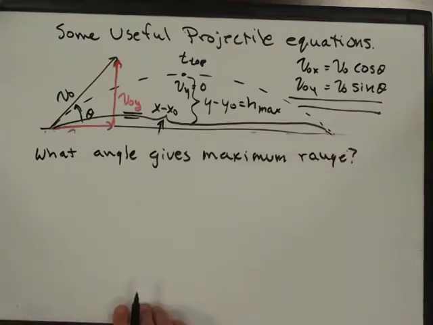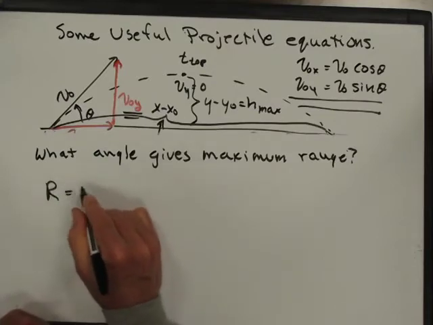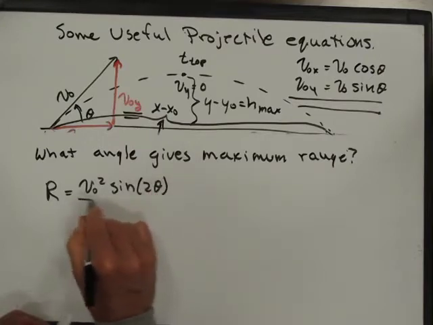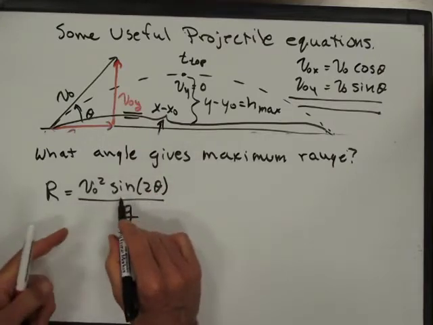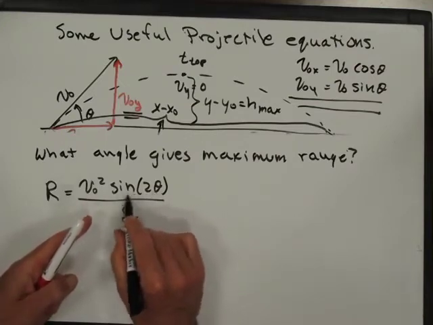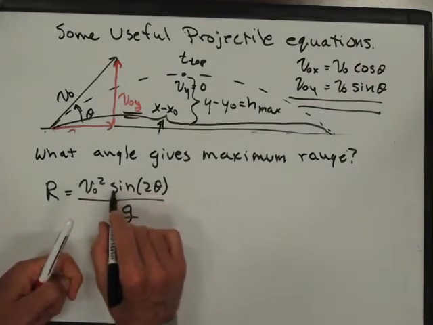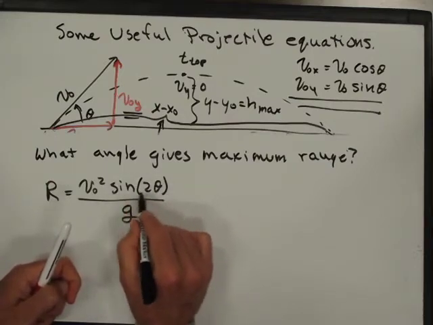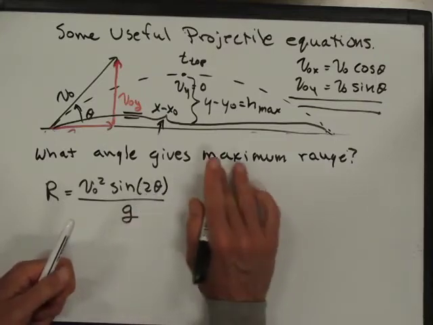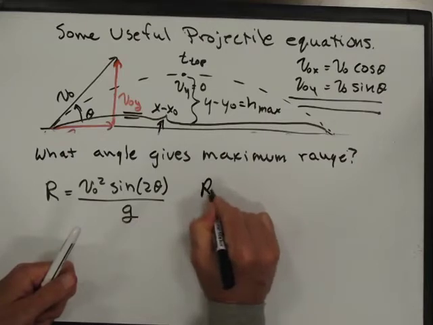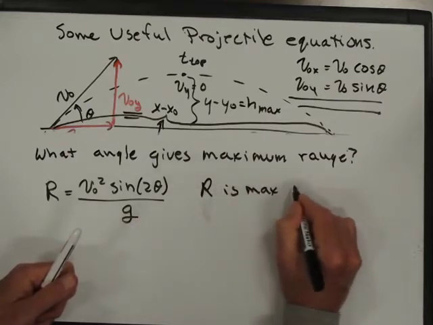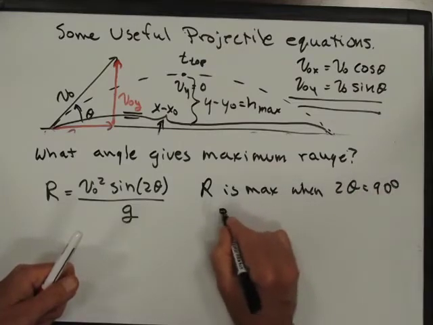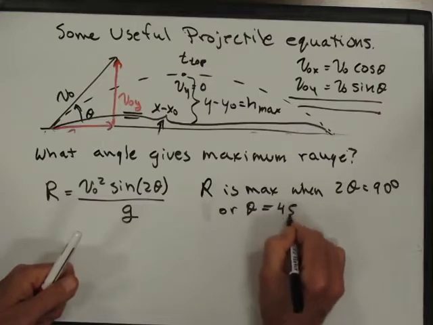So we can ask what angle gives maximum range, and if you look at this formula, range is equal to v naught squared sine of 2 theta over g. Well, as the angle changes, the value of sine of the angle changes. Sine has a maximum value of 1, and that happens when the thing in parentheses is 90 degrees. So R is maximum when 2 theta equals 90 degrees, or theta equals 45 degrees.